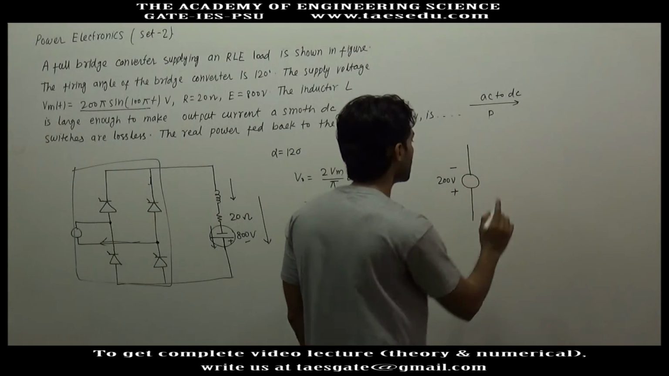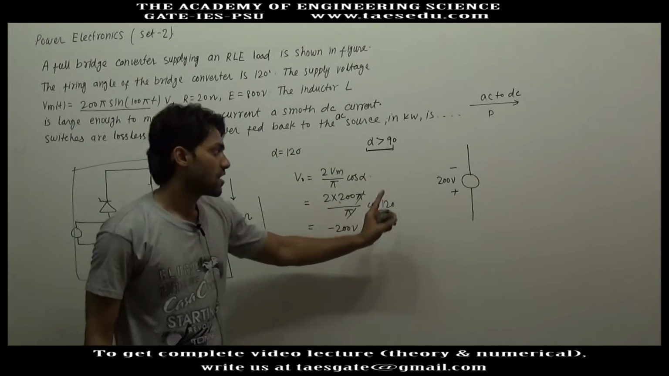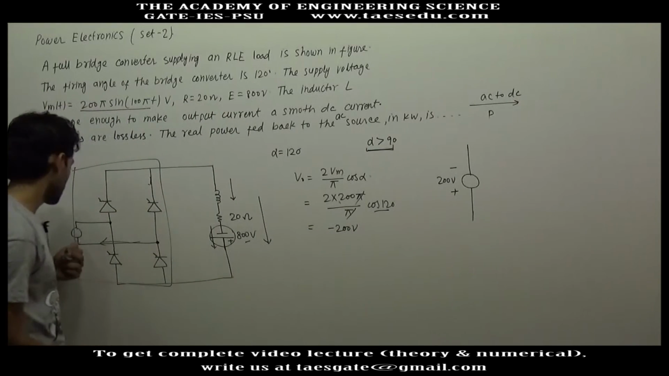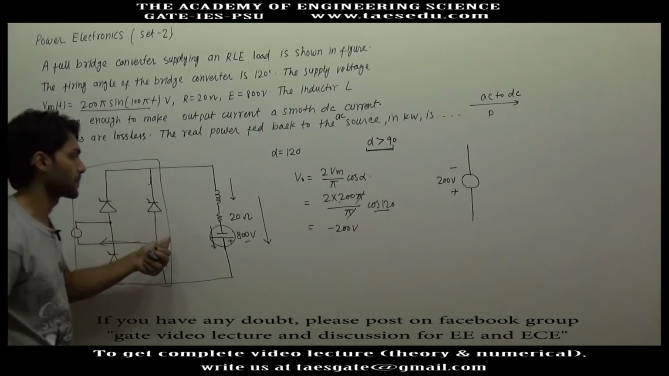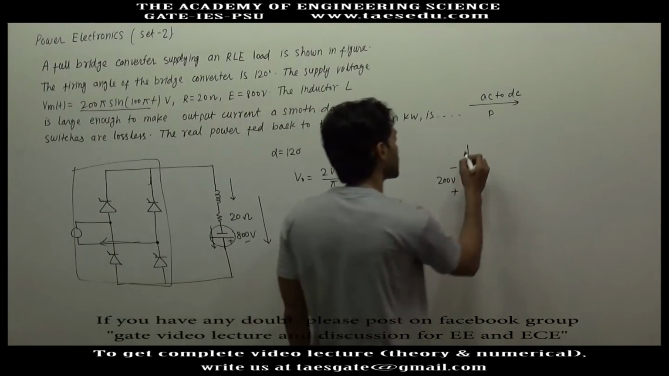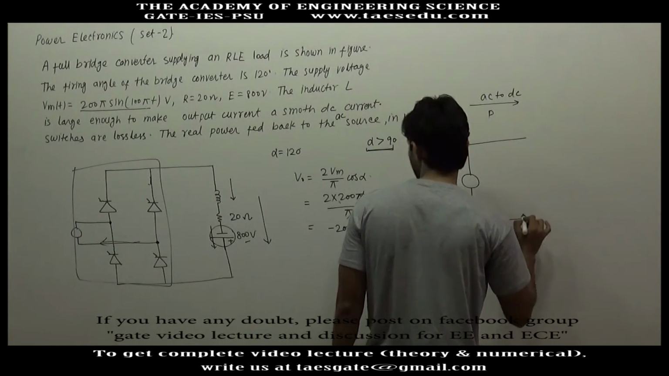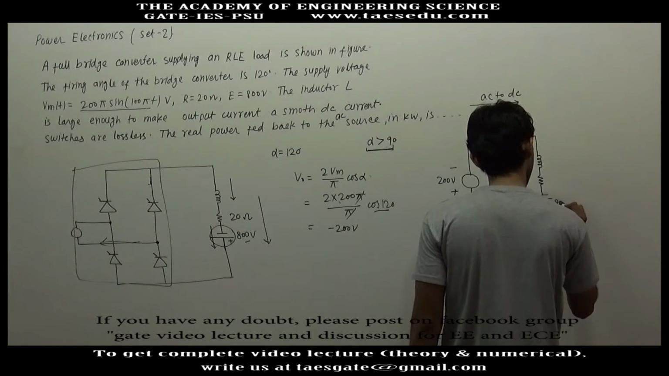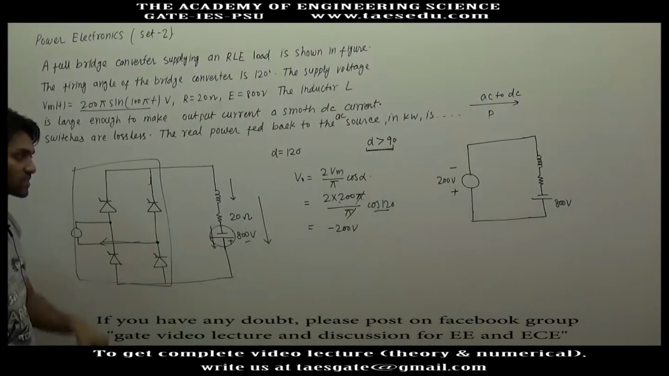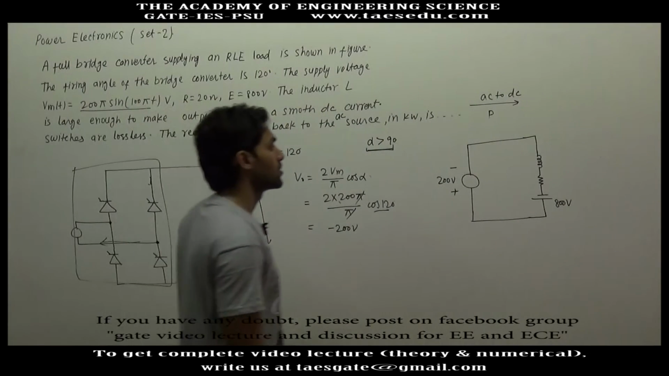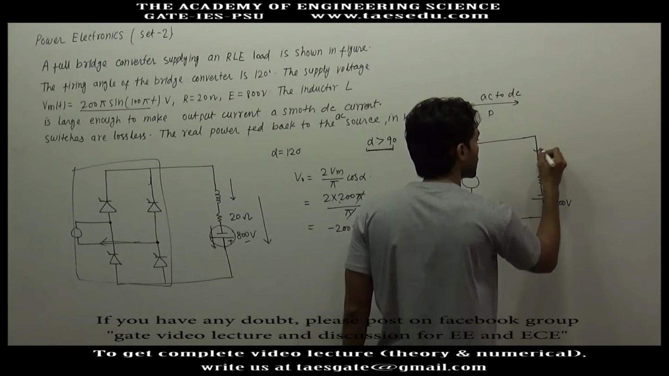This is equivalent, or this is the average voltage of this AC source or this converter circuit. Now we will connect the remaining part of the circuit. This is 800 volt, this is 200 volt. Then what will be the value of current I?